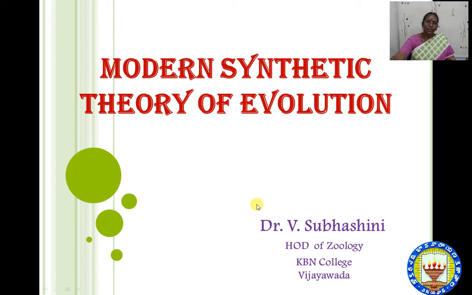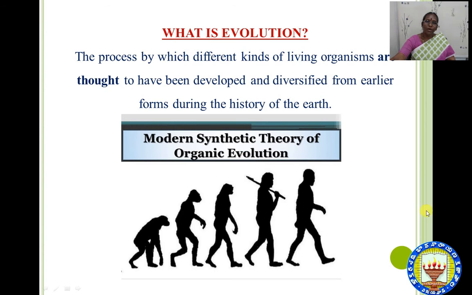Dear students, today we are going to deal with the modern synthetic theory of evolution, which is otherwise called Neo-Darwinism. First of all, we should know what evolution is. It is the process by which different kinds of living organisms are thought to have been developed and diversified from earlier forms during the history of the earth. Look at this figure. We can see how the ape has transformed into the modern man.